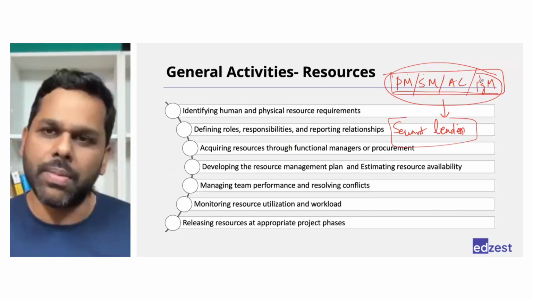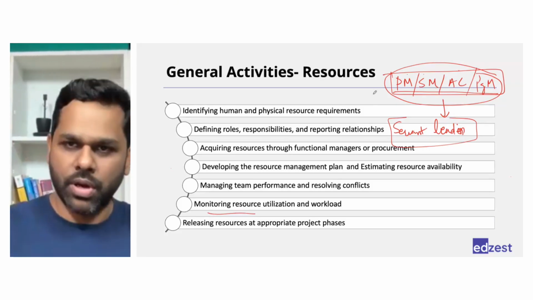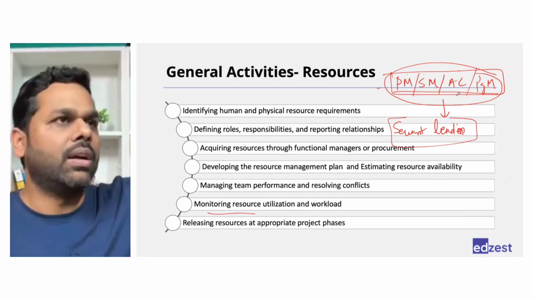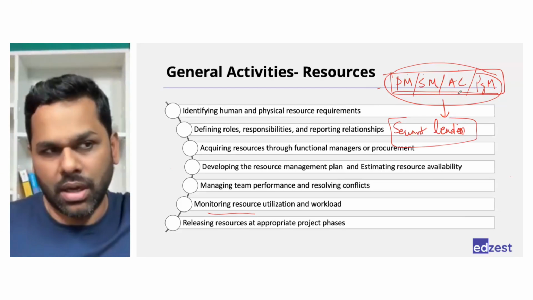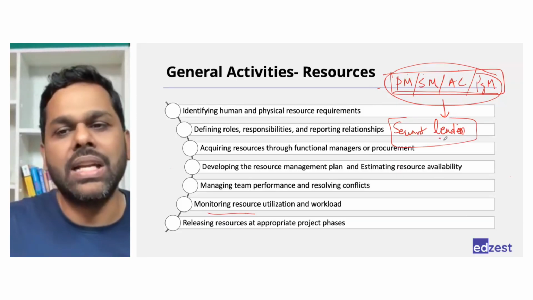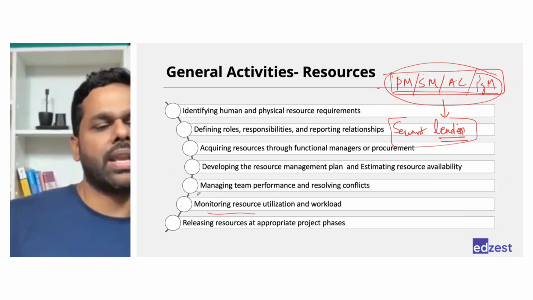Whatever one person does, everybody will do the same thing. So who will monitor the resources? Project manager, scrum master, agile coach, program manager, team leader. They can use any other role or designation as well. Ultimately, it means that they are the leader in the team. If they are leader in the team, they are responsible for carrying out this activity.